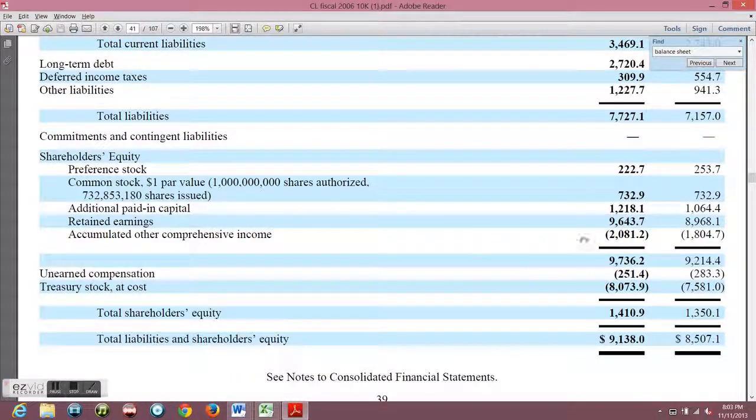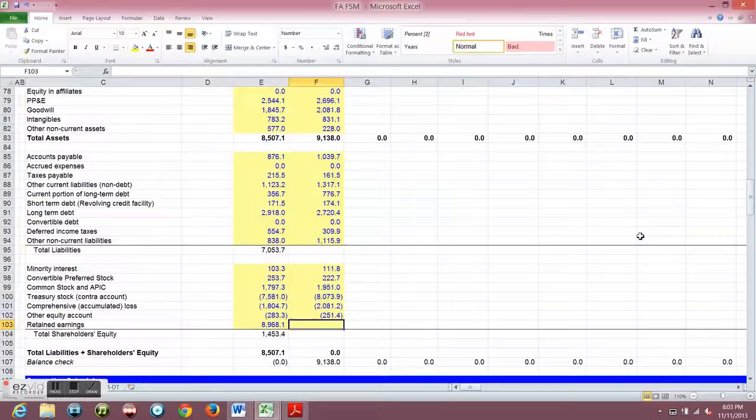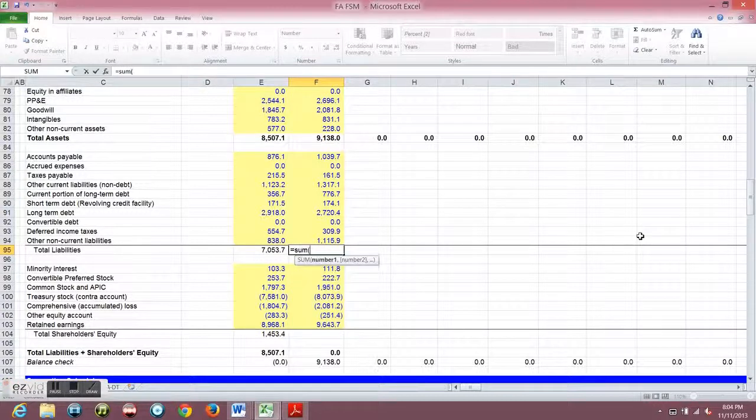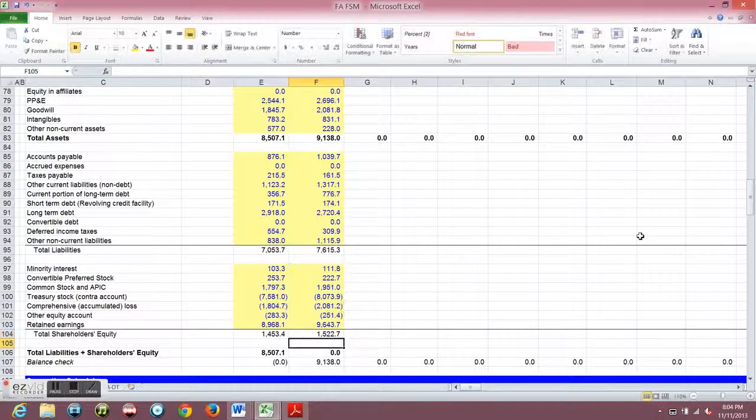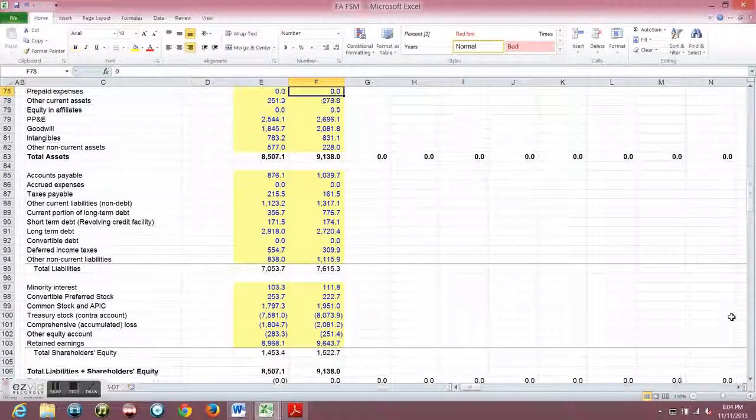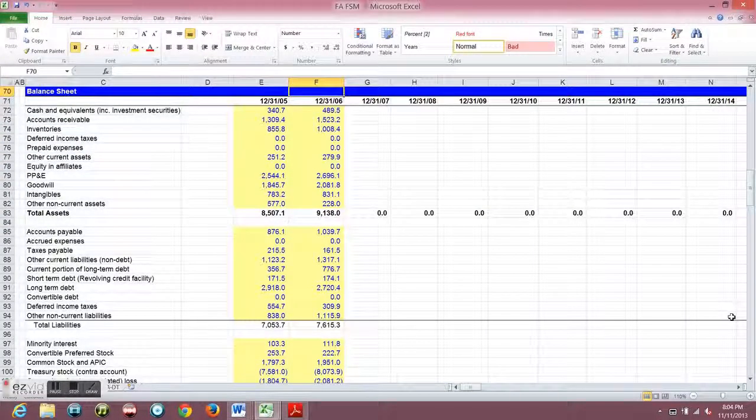9643.7. So when we add up our liabilities, we just sum. Okay, and then we add up our shareholders' equity. Right, what we're going to get is a balanced balance sheet, which we need. So one of the cool things about the balance sheet that's much easier than the income statement is that we don't have to normalize anything because it's a snapshot of the company's capital structure. We don't really have to worry about that. So that's one of the cool things that I like about the balance sheet. So that's the balance sheet.